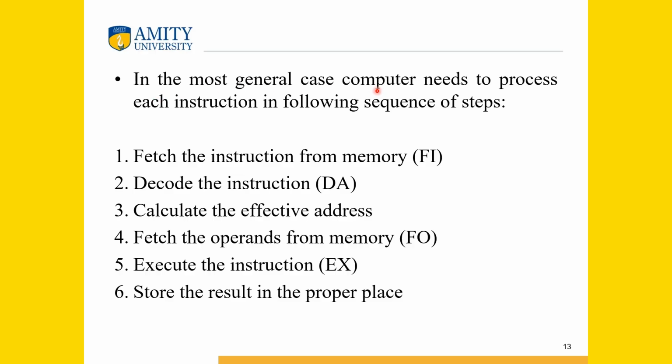In most cases, computers need to process each instruction in the following sequence. The first step is fetch from memory. Second is decode the instruction and calculate the effective address, then fetch the operands from the memory, execute the instruction and store the result in a proper place. You see, step number 4 here, FO, fetch the operands from the memory, is a branch instruction, because at this point it has to read the operands from the memory again.